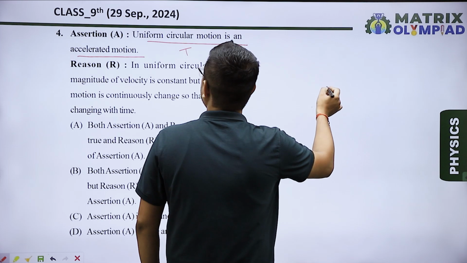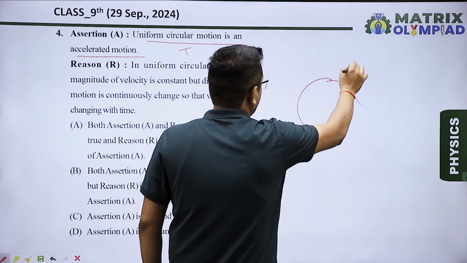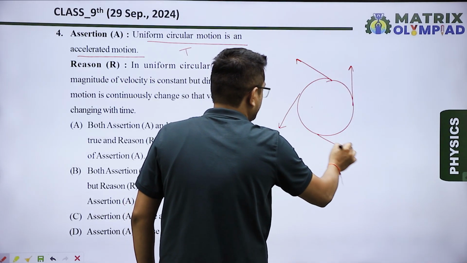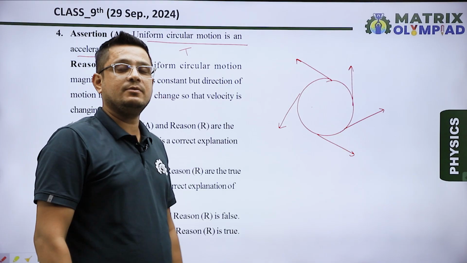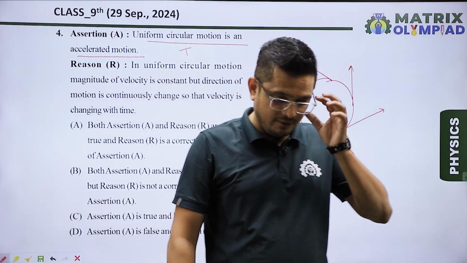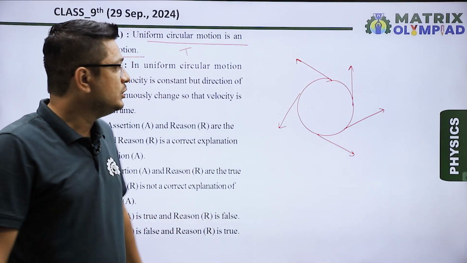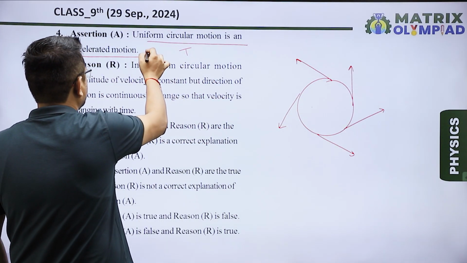Because in any type of circular motion, the direction of the object changes at each time interval. And we know that when direction changes, that means the velocity of the object changes, and whenever the velocity changes with respect to time, that is known as acceleration. So circular motion is always an accelerated motion. So the assertion is true.